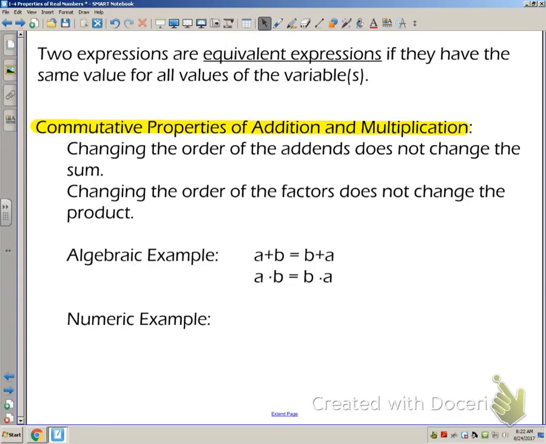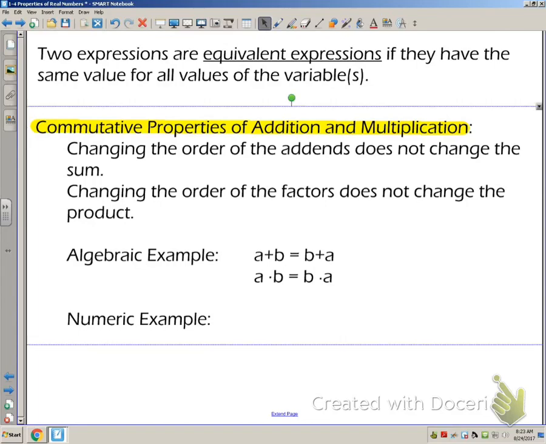Now with subtraction, we talked about yesterday, it does change it. So you've got to be really careful with that. That's why it says commutative property is for addition and multiplication. So an algebraic example is a plus b is equal to b plus a, and a times b is equal to b times a, and I already gave you the numeric example. Remember, algebraic is involving letters, numeric is numbers only. Algebraic can be numbers and letters.